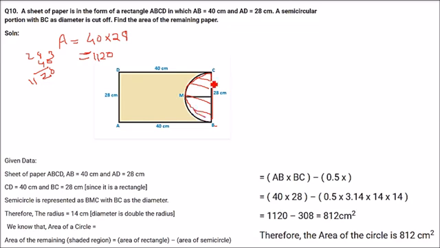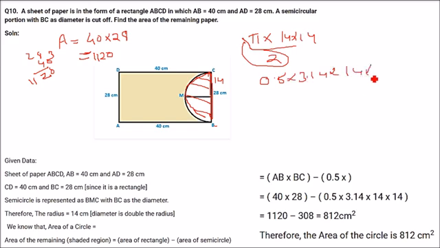Now we have to find the area of this semicircle. What is the radius? 28 is the diameter, so the radius is 14. So pi r square, that is pi into 14 into 14. But this is a semicircle, so you have to divide it by 2. So ultimately you are doing 0.5, that is 1 by 2, into pi, that is 3.14, into 14 into 14. And this is going to come as 308.